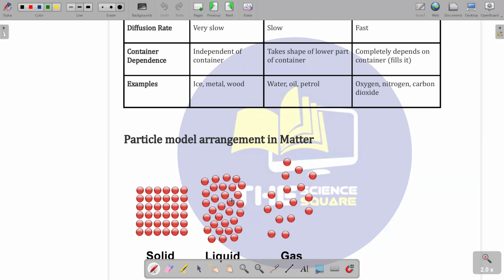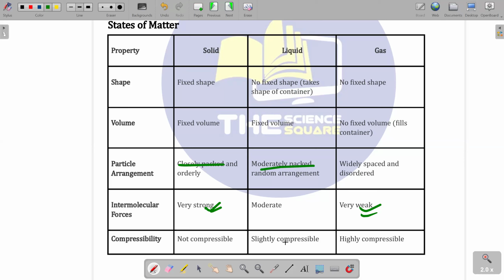So the intermolecular forces, as I've said, in solids are stronger, and it is weakest in what? In gases. The one for liquid is moderate. Compressibility: solids are regarded as not compressible. Liquid is slightly compressible. Sometimes we could say the compressibility is quite negligible, very small. Unlike gases that are highly compressible. That is, the particles can be forced together and they can assume either liquid, gaseous or solid state, as the case may be.